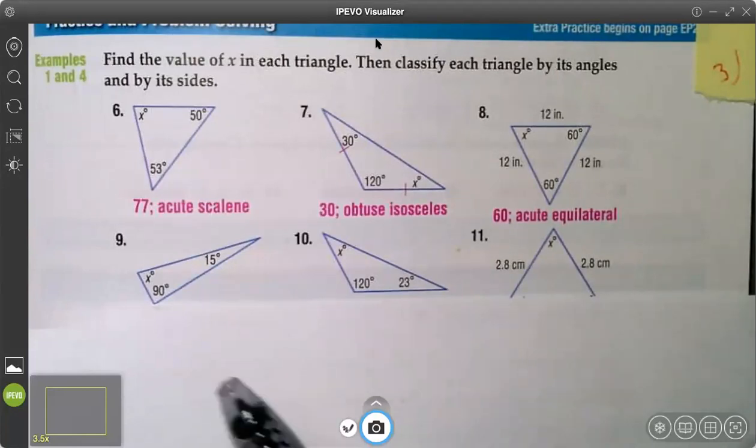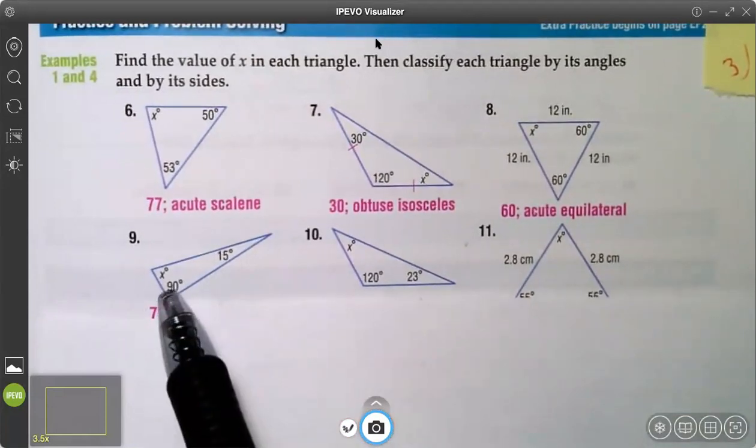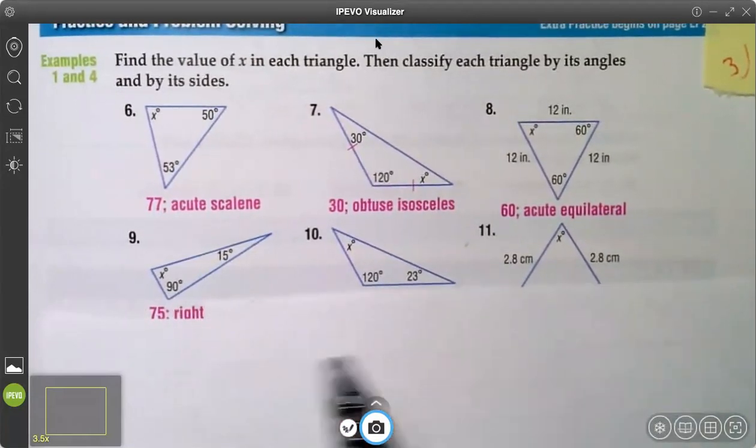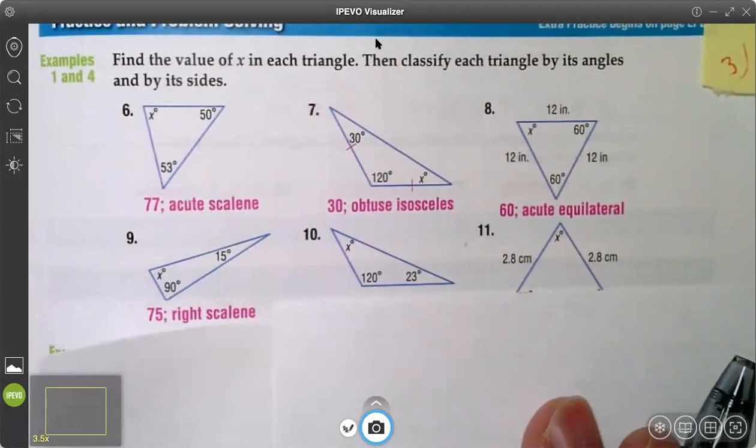On number 9, 180 minus 90 minus 15 is 75. You have a right angle, so it's a right triangle. All angles are different, so all sides are different. That is a right scalene triangle. Try number 10.